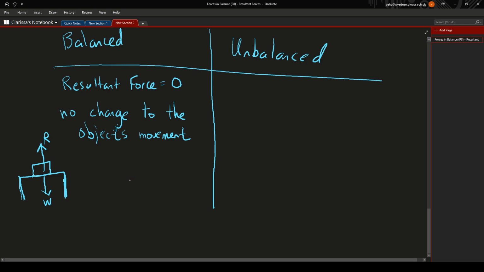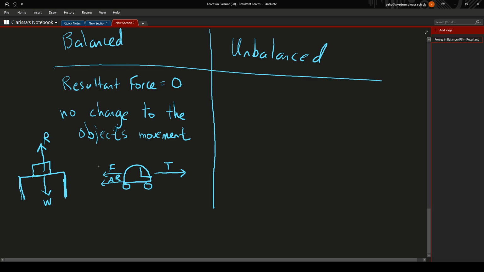Now here's another example of balanced forces and what I mean by no change to the object's movement. Let's say there was an object that was already moving, like a car. It's already moving in the forwards direction. And then we have thrust. I'm going to label that T. We have friction, and we have air resistance. Putting F for friction, AR for air resistance.